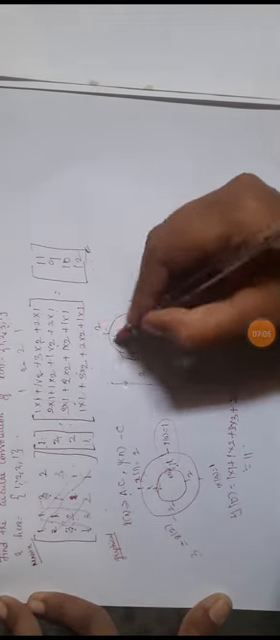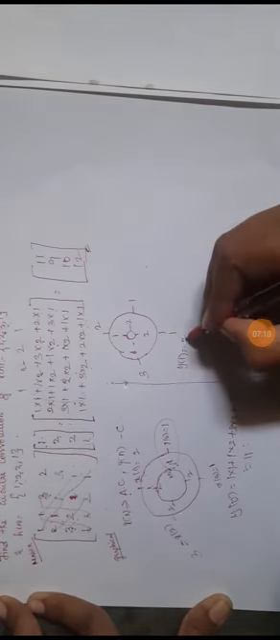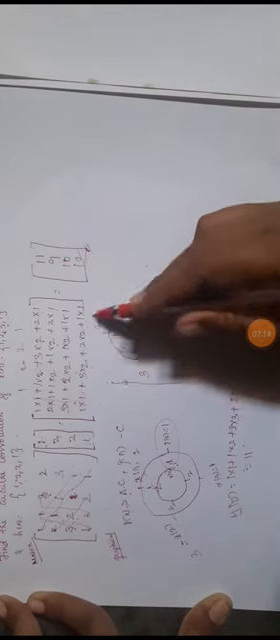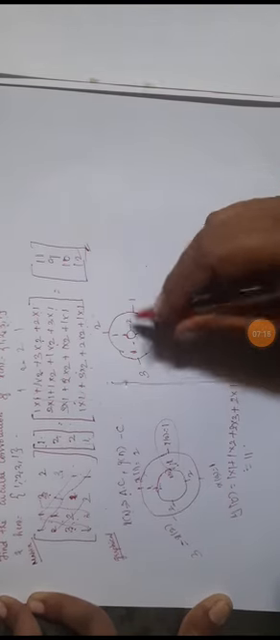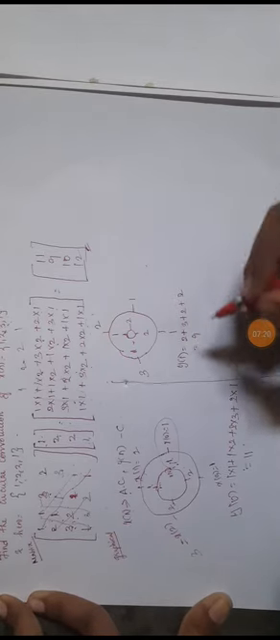So you multiply this 1 into 2, so 2 plus 2, 3 plus another 2, 2. So the answer will be 9.